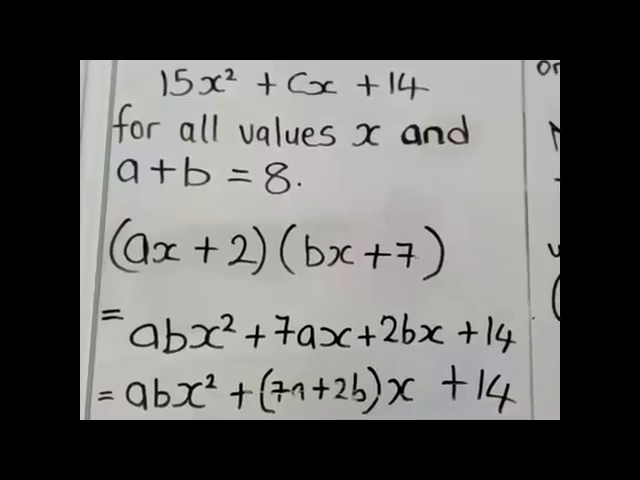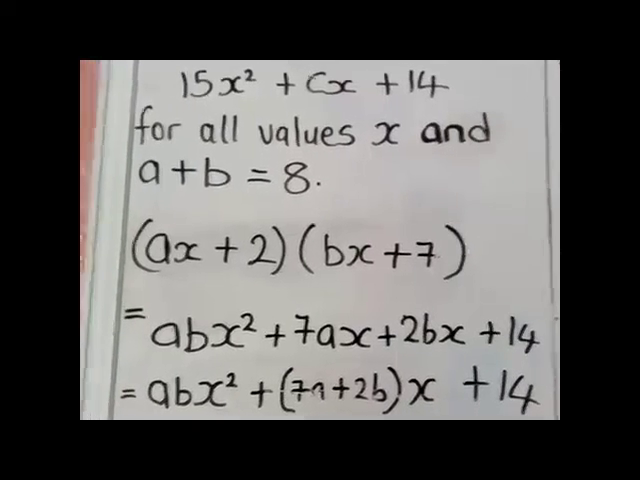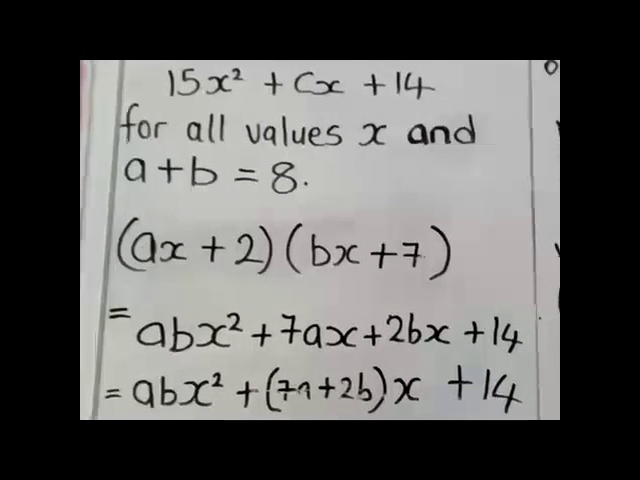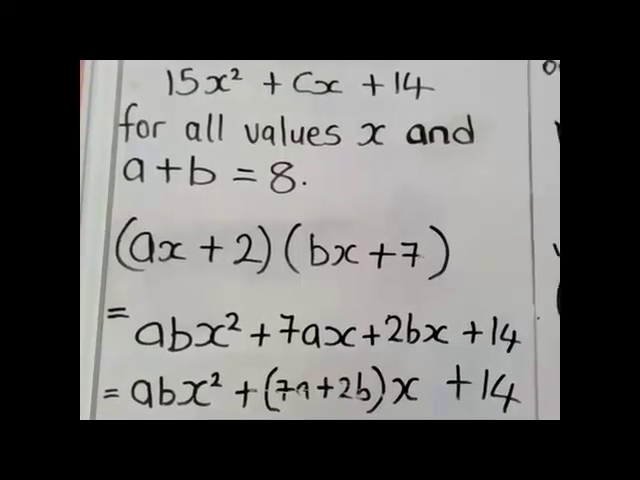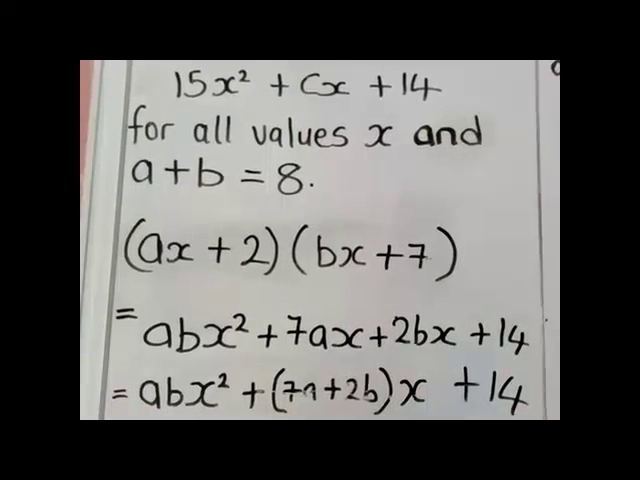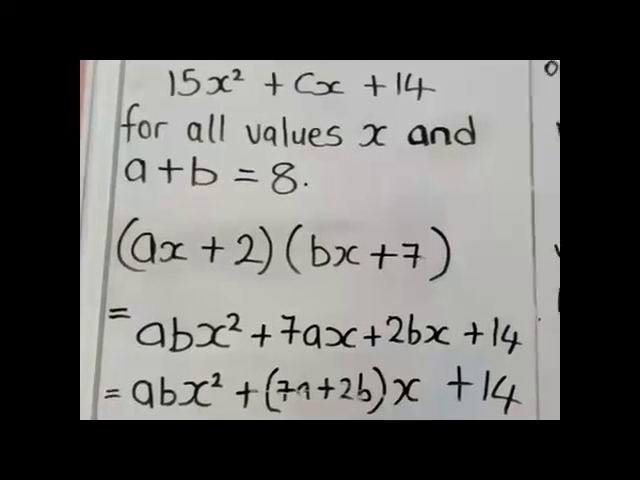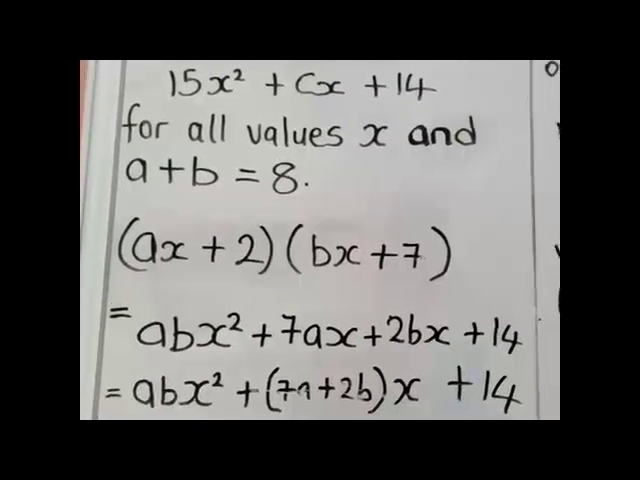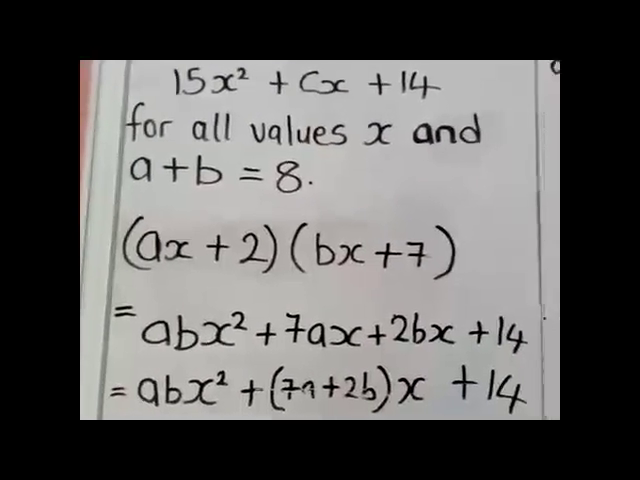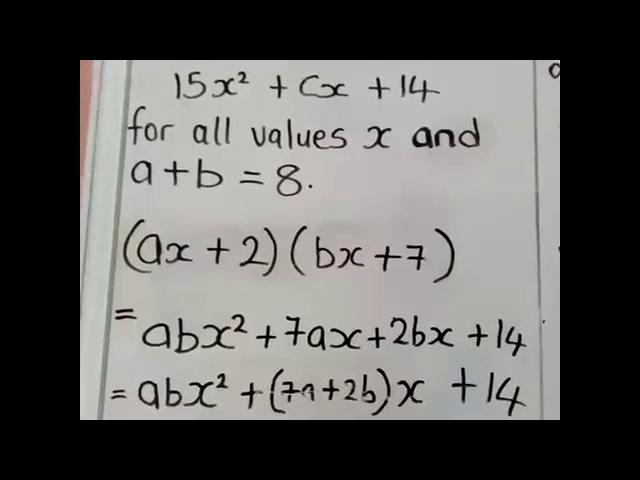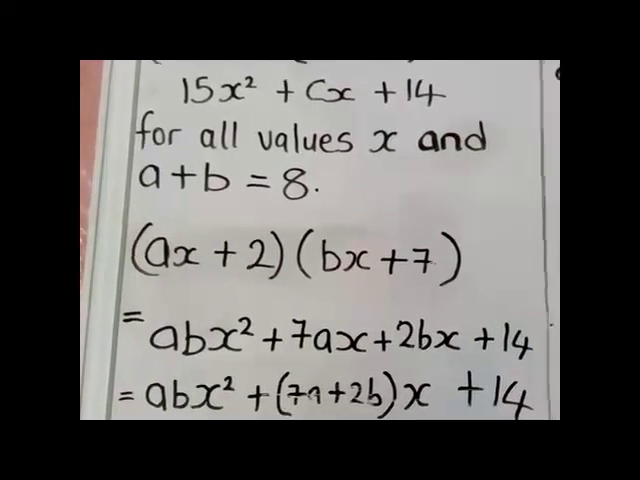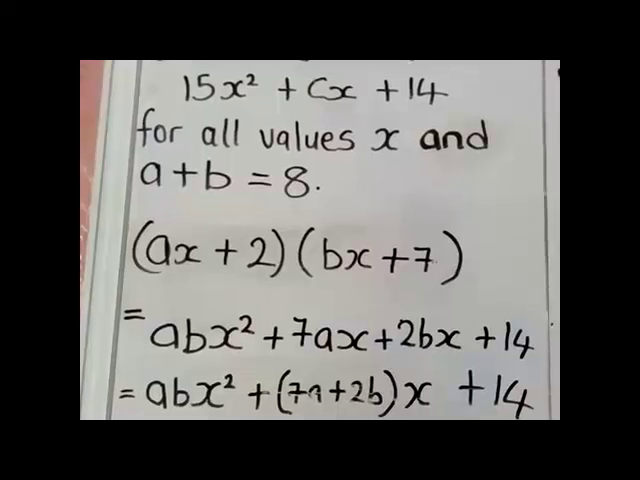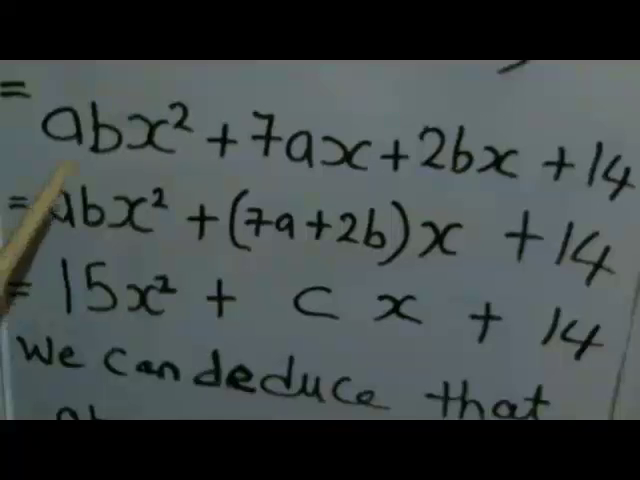Ax multiplied by bx will give us abx squared. Ax multiplied by 7 gives 7ax, plus 2 multiplied by bx will give us 2bx, plus 2 multiplied by 7 will give us 14. Now the next stage, let's now put 7a plus 2b in a bracket. So we tidy that up because they have x in common, and we put the x outside.